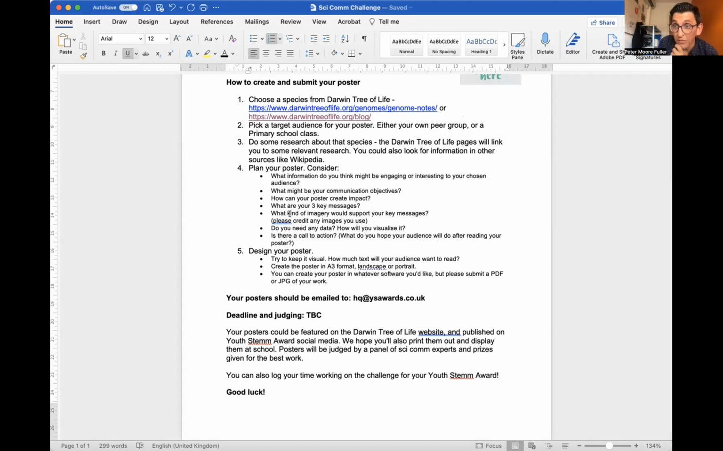So if you're using images from other sources, make sure that you please credit those. That would be absolutely great, because some of these posters are going to go on social media and things like that, and onto the Darwin Tree of Life website, and the Youth STEMM Award are going to publicise them as well once they've been created. So it would be good if you would please credit any images that we're going to use. Posters should be emailed to the Youth STEMM Awards, and there's an email address there for you. We don't have a deadline yet. We think it might be the end of term, but we might also give you a little bit longer. We've got some other groups to talk to, so we will come back to you on that particular aspect.